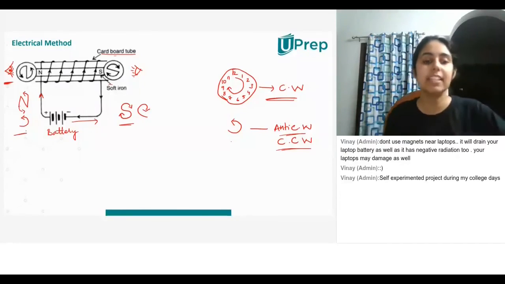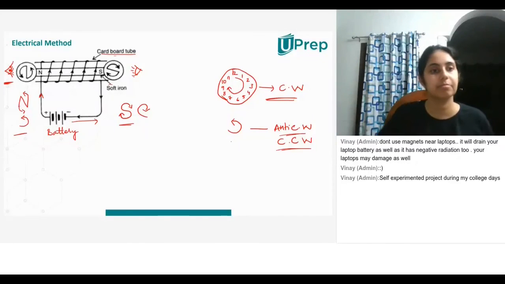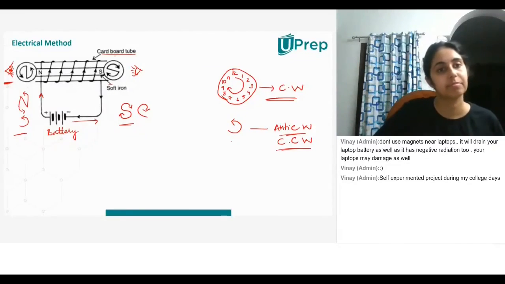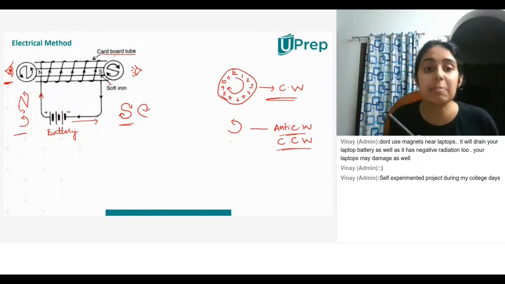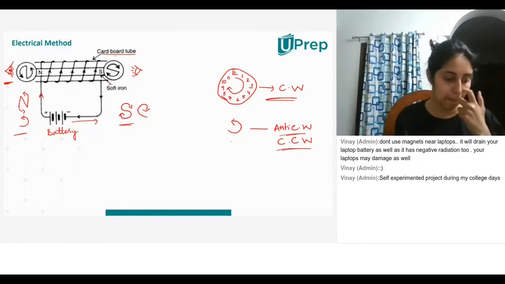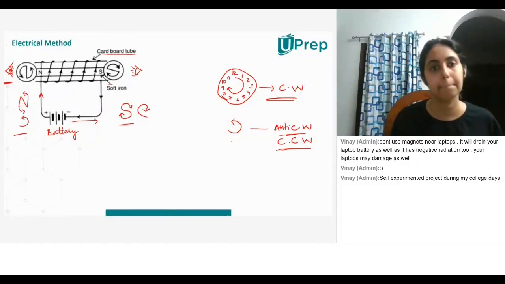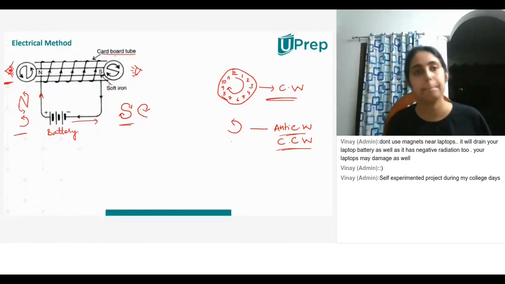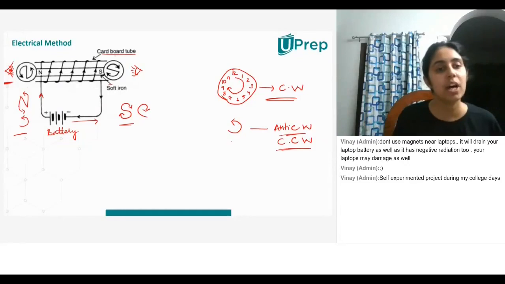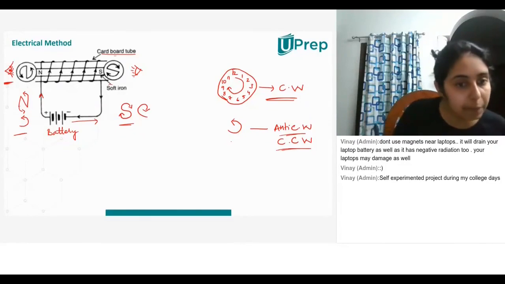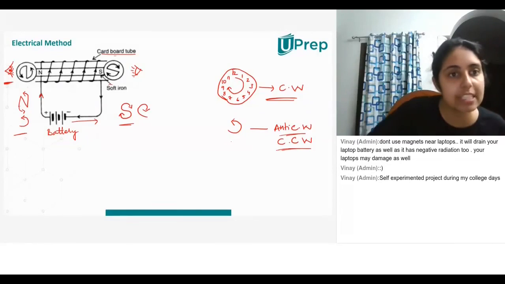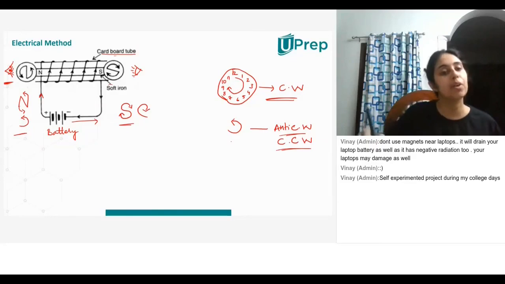Did everybody understand this? Yes, ma'am. Ma'am, all these methods are to make a temporary magnet, right? No, with the electrical method you can also make a permanent magnet. If you replace the soft iron core with steel, you can make it a permanent magnet. All right. I want to know if everybody understood this. Just say yes if you did. If you did not, say no.